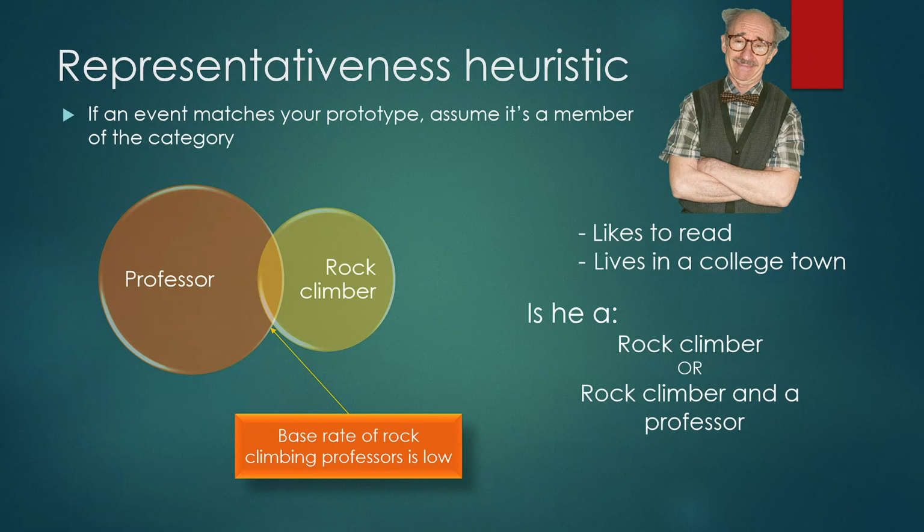Now, why do we do it? Well, because we're right a lot of the time. We're so often right that he is a professor, and I guess he rock climbs too. He's one of those few people that falls in the overlap. But what I want to really underscore is that all you know is what he looks like, and those two little pieces of information: he likes to read, and he lives in a college town. When you have so little information, you're actually better off saying he's the one thing. You're more likely to be right by saying that he's just the one thing. But we tend to violate that base rate information when we have an example that matches our prototype so well.